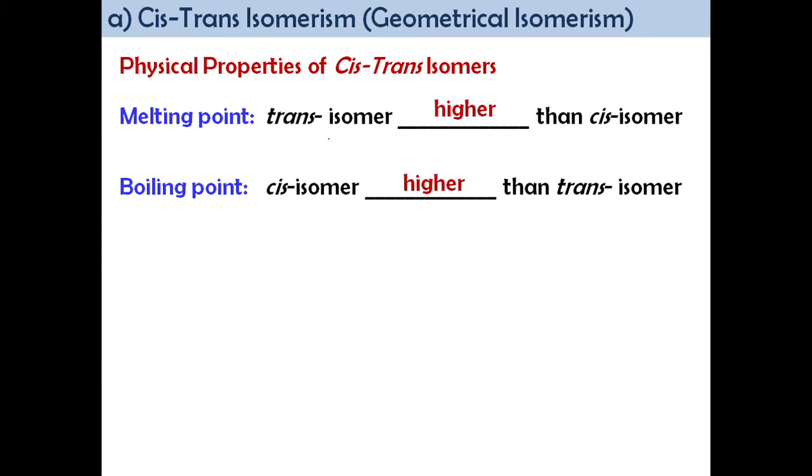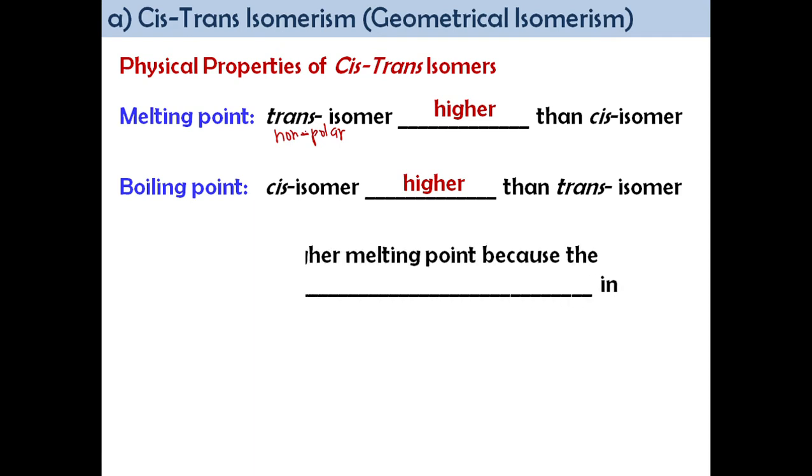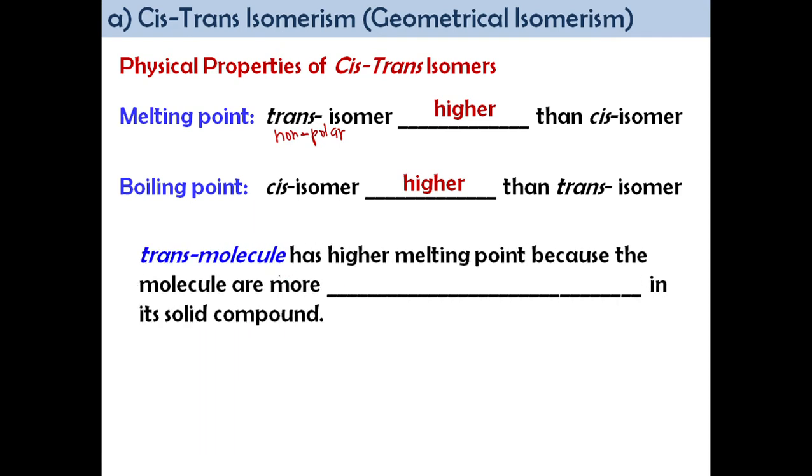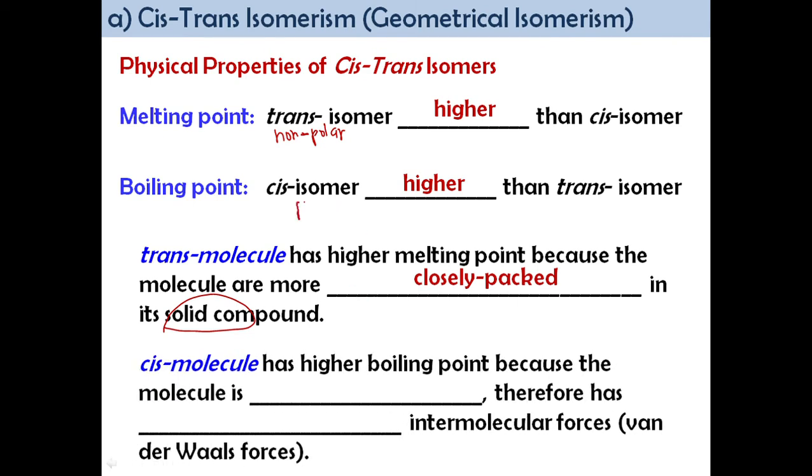Okay. So, kita tahu trans adalah non-polar. Tapi, kenapa melting point dia lagi tinggi? Because for the trans molecule, they are more closely packed in solid compound. So, bila dia lagi closely packed, okay, susah nak overcome the force in the form of solid. Jadi, melting point dia lagi tinggi. Okay, but boiling point kita akan ikut polarity since cis is polar. Okay, therefore, stronger van der Waals force, higher boiling point.